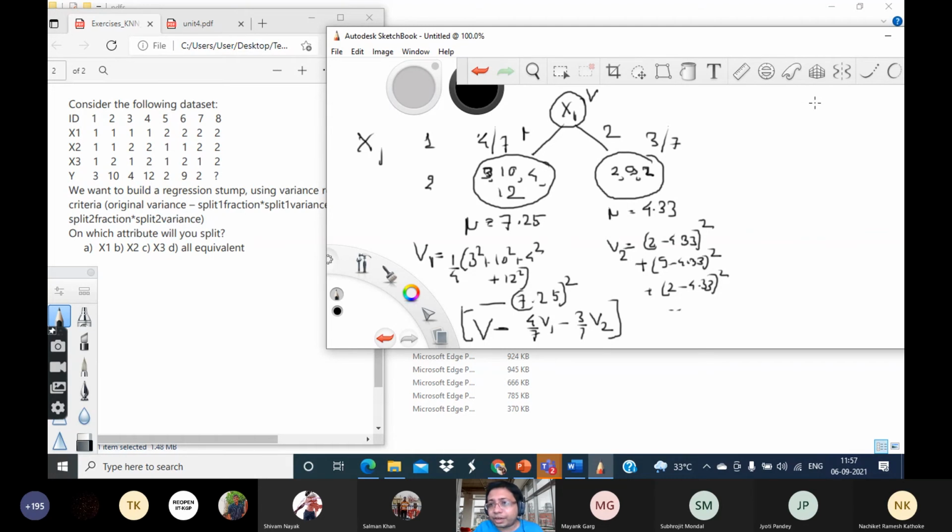Now similarly, if you go for feature x2, there also you will see something similar happening. x2 is also a binary feature that takes only two values, 1 and 2. If you look at those which satisfy x2 equal to 1, what are the y values? Tell me the y values. Quick. 1, 2, 5 and 6. The y values are 3, 10, 2 and 9. What about here?